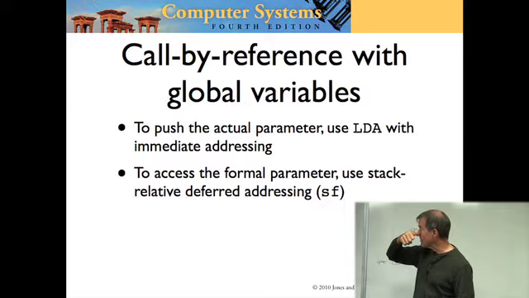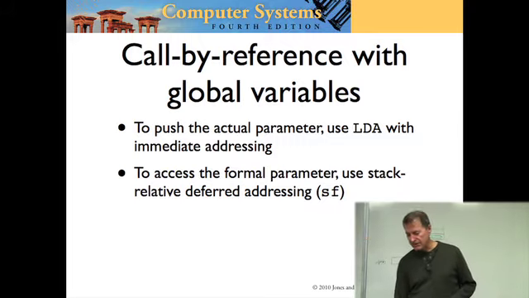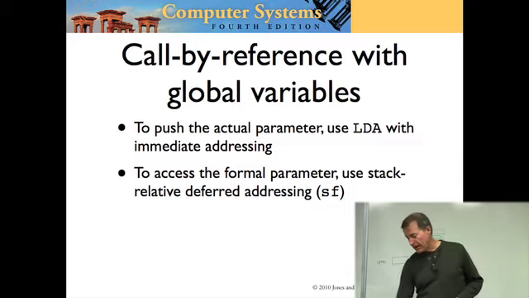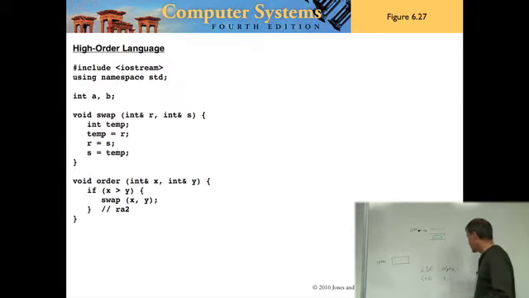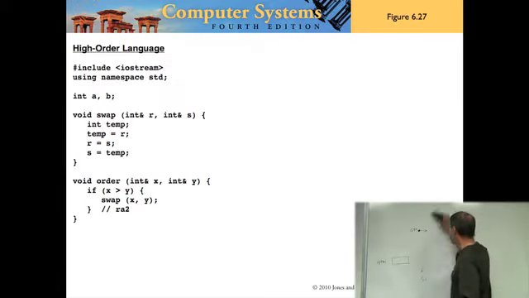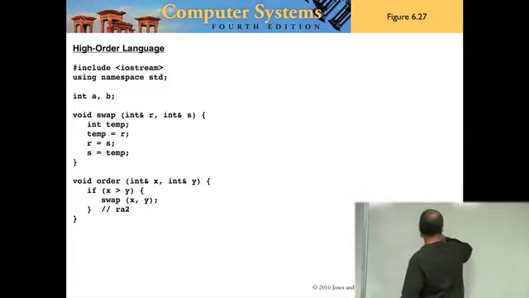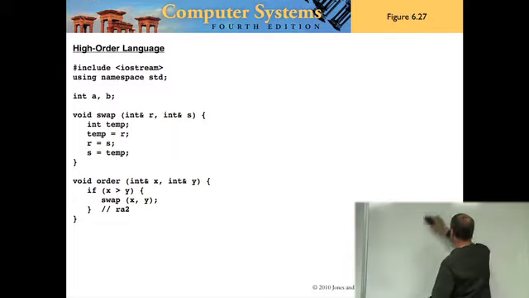So here we have the recipe, call by reference with global variables. To push the actual parameter, you use load accumulator with immediate addressing. And then to access the formal parameter, you use stack relative deferred addressing, SF. Okay, so that's what you have to remember. And here is how we're going to do it. Okay, so here's our example.